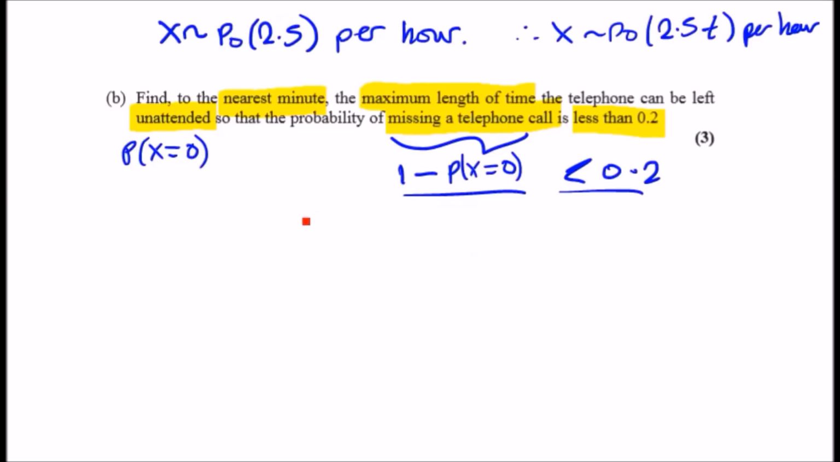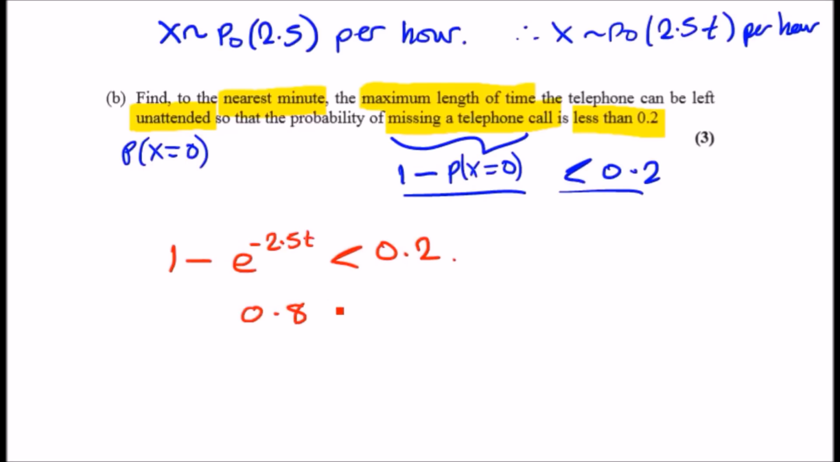So let's rewrite the statement. What do we have? We have 1 minus the probability X equals 0. Using a Poisson distribution, it'll be e to the minus lambda, so e to the minus 2.5t, times lambda, which is 2.5t to the power 0, over 0 factorial. All of this should be 1, so I don't know why that's even there. And all of this would be less than 0.2. Now this is just a case of solving, so we need to make t the subject. What we could do is add this to the other side and subtract 0.2.